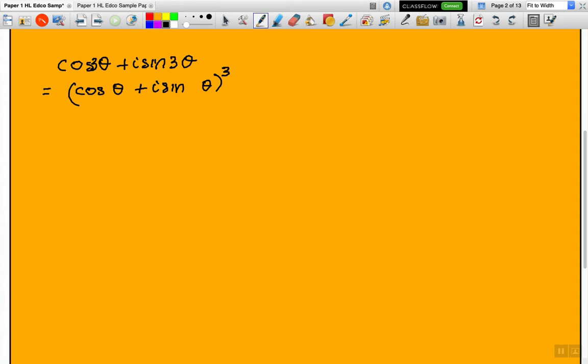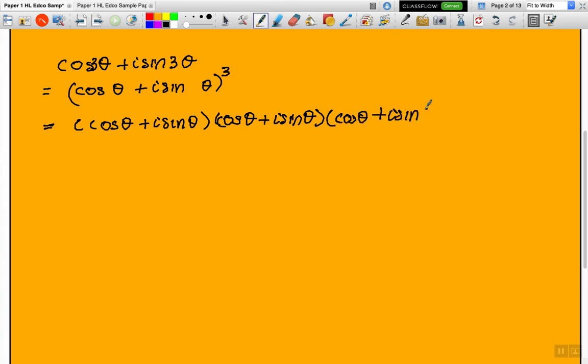Well, if you want to just get marks and then cut and run, then you can do cos theta plus i sine theta, multiplied by cos theta plus i sine theta, multiplied by cos theta plus i sine theta, and then basically expand that out. Just don't make any mistakes. It will take a long time.